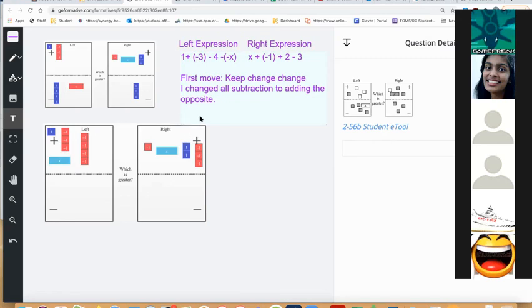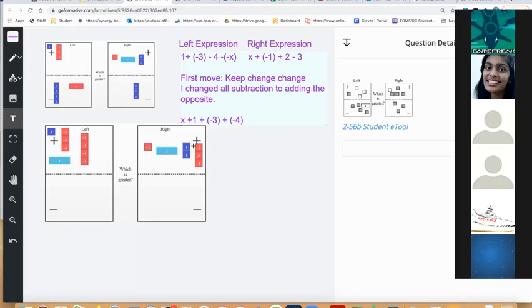So yeah, now I have x plus 1 plus -3 plus -4. Now, some people even just added the -3 and the -4 together, and they said that that's -7, and that's cool. That's combining like terms, and all I said was keep, change, change. So I'm sticking with 1.